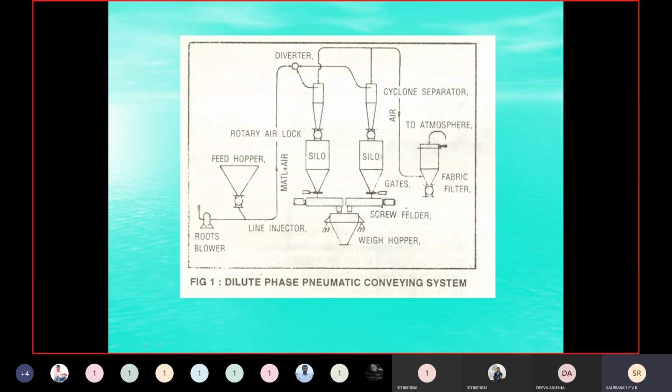Similarly, if you are using 25 kgs for 100 kgs, that is 25 by 100, where 25 is the solids you are sending into the system and 100 kgs is the air which is moving. This is the meaning of loading factor. The loading factor will tell us whether the system is a dilute phase or a dense phase system.